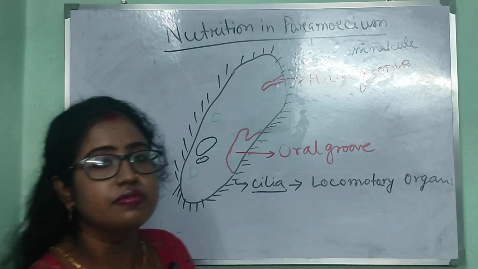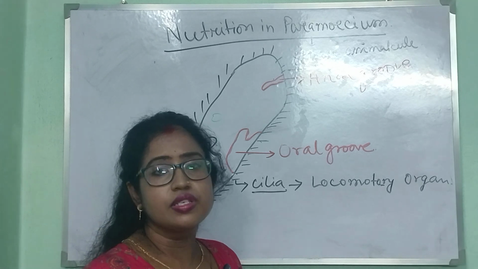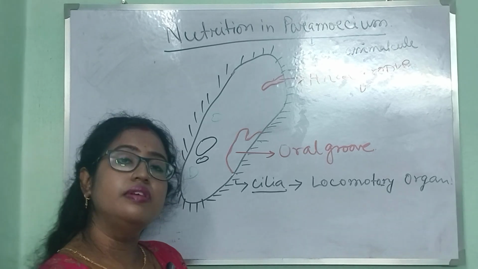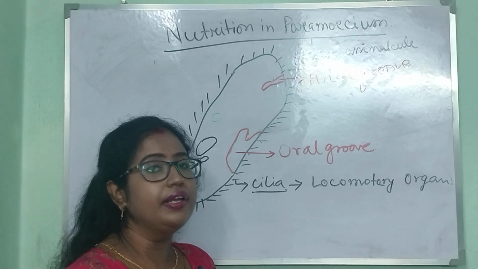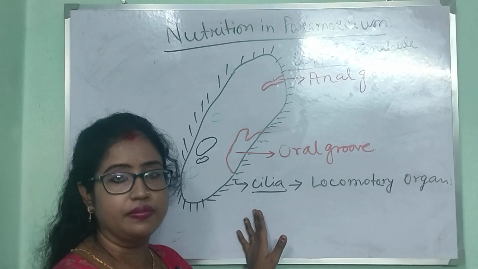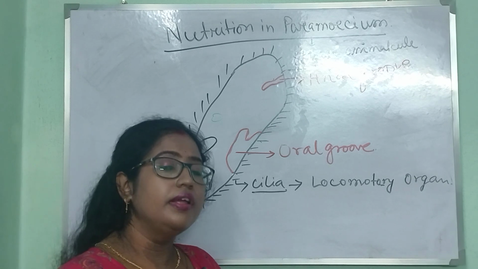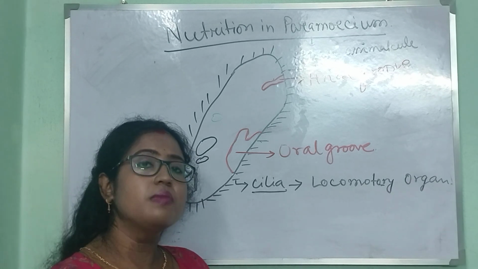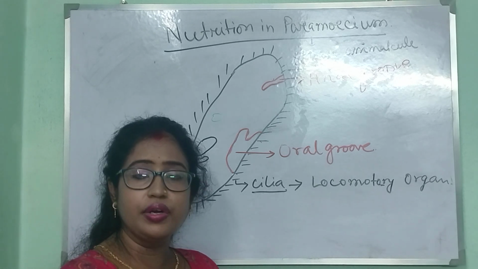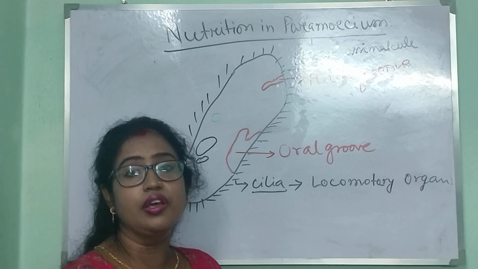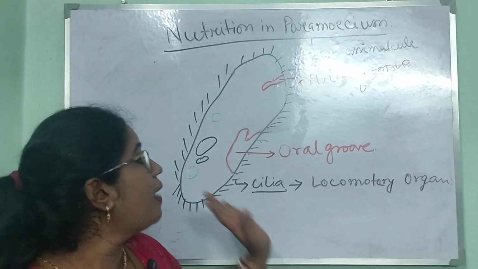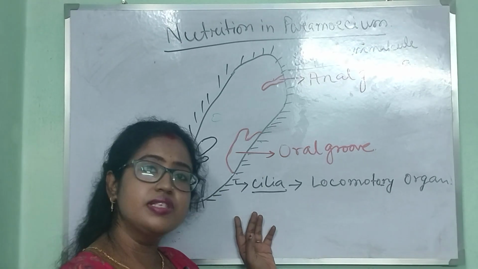In previous class, when I discussed the nutrition mode of amoeba, we learned that amoeba don't have any definite structure, but Paramecium have a definite structure. In amoeba, the plasma membrane formed finger-like projections known as pseudopodia. Pseudopodia is locomotory organ in amoeba. Whereas in Paramecium, the locomotory organ is cilia.